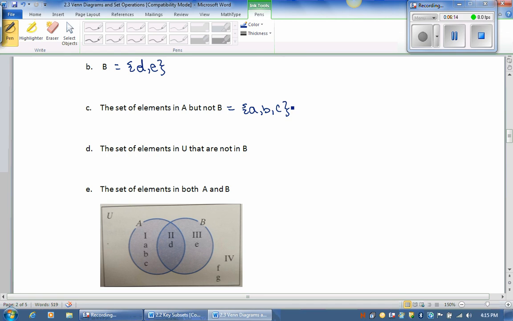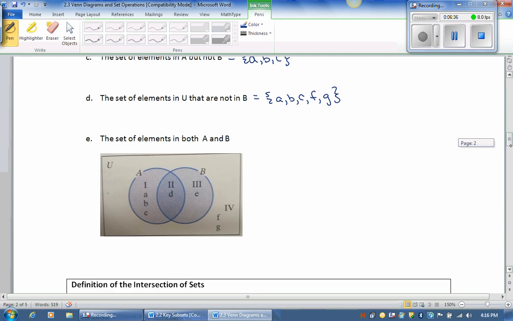The next one is the set of elements in the universal set that are not in B. Okay, the elements in the universal set that are not in B, so it's going to be everything minus the ones that are in B. So I have to have A, B, and C, and F, and G. Okay, I can't include these two because they're in B.